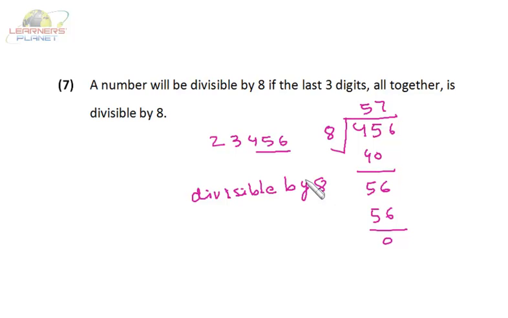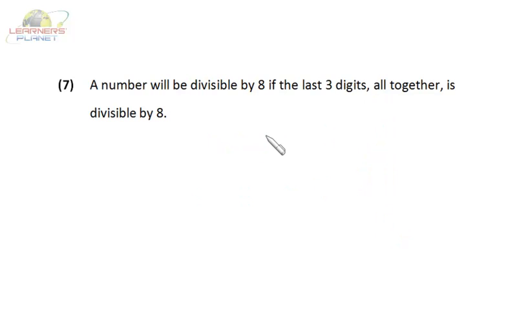Okay, let's take one more example. Suppose I have a number 5, 2, 8, 4, 9, 2. Now I have to check whether this number is divisible by 8 or not. Just see the last 3 digits. It's 492. Check whether 492 is divisible by 8 or not.